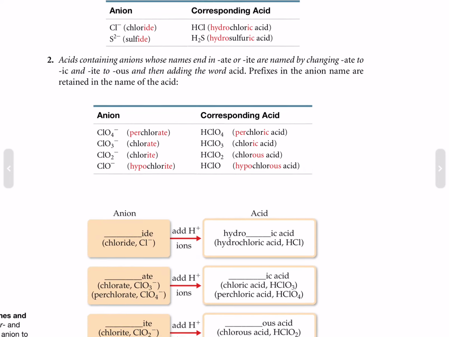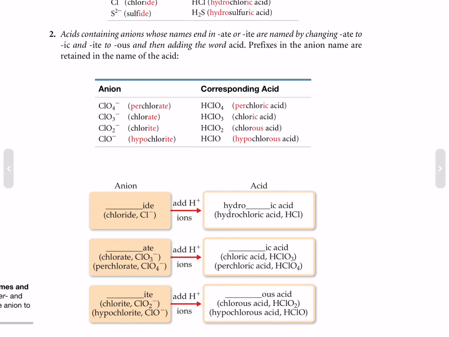Number 2. Acids containing anions whose names end in ate or ite are named by changing ate to ic and ite to ous and then adding the word acid. Prefixes in the anion name are retained in the name of the acid. ClO4 negative 1, perchlorate, perchloric acid. ClO3 negative 1, chlorate, chloric acid. ClO2 negative 1, chlorite, chlorous acid. ClO negative 1, hypochlorite, hypochlorous acid.